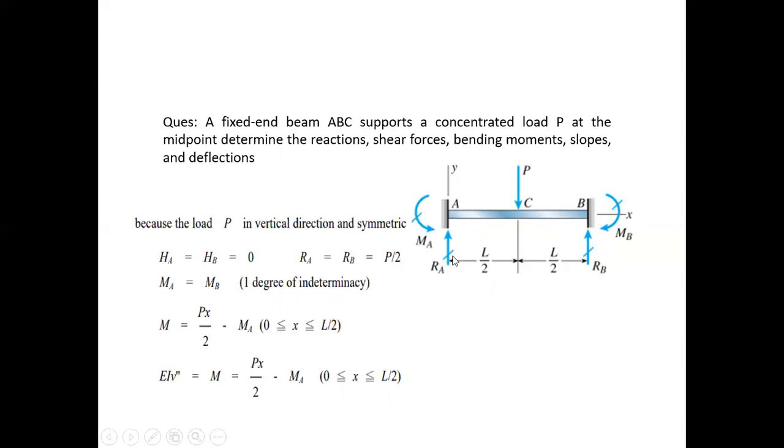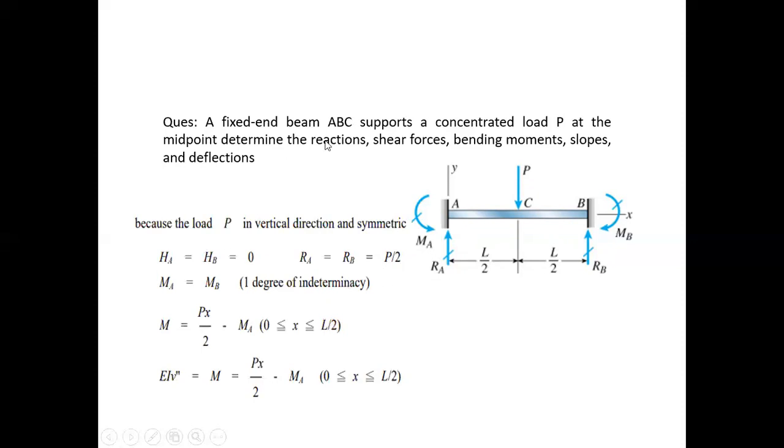By using the first equilibrium equation, that is sigma of V is equal to 0, we can say RA plus RB is equal to P. So due to symmetry, RA is equal to RB is equal to P by 2. This load will be distributed equally to each end, and we can directly write RA is equal to RB is equal to P by 2. Similarly, MA will be equal to MB in this case because this is a symmetrical beam.